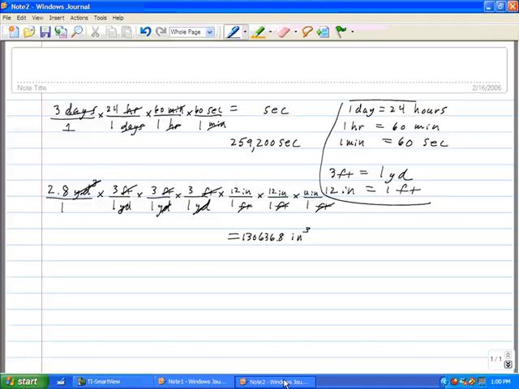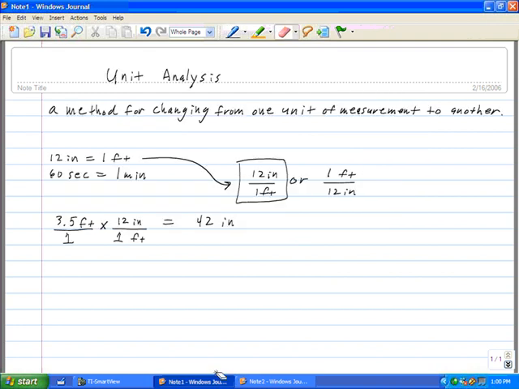All right, so there are the basics behind unit analysis, or dimensional analysis as it's sometimes called. Helps us calculate or make a conversion from one unit of measurement to another.